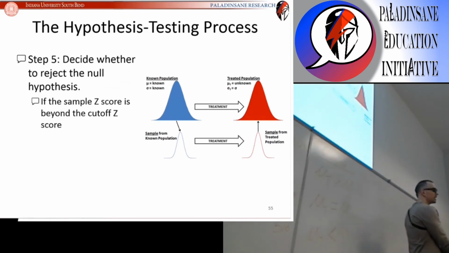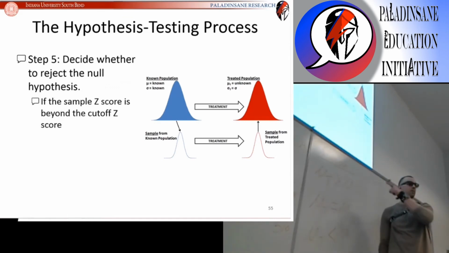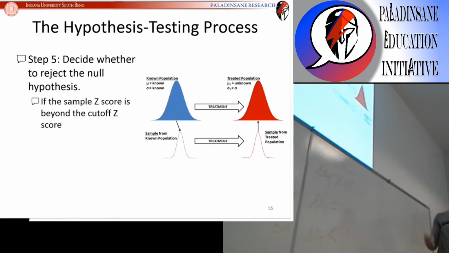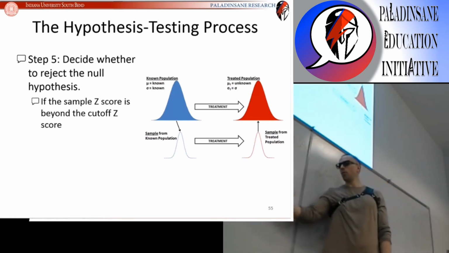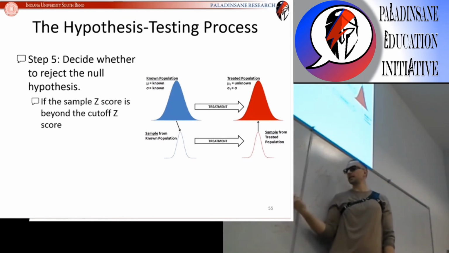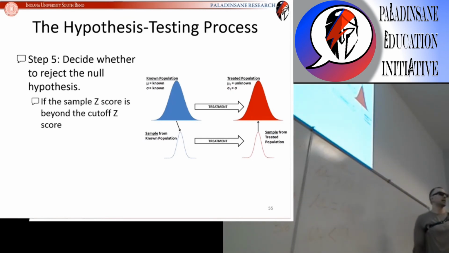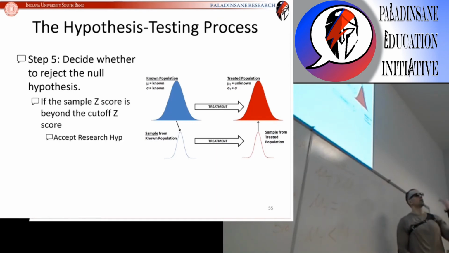And until this is rock solid, keep this slide handy, because you do not want to do all the heavy lifting in steps 1 through 4 and then drop it in step 5 and choose the wrong direction. So if the sample z-score is beyond the cutoff z-score, it crossed that line in the sand, it's gone into the tail. So what do we do? We accept the research hypothesis and we reject the null hypothesis. That's our decision.